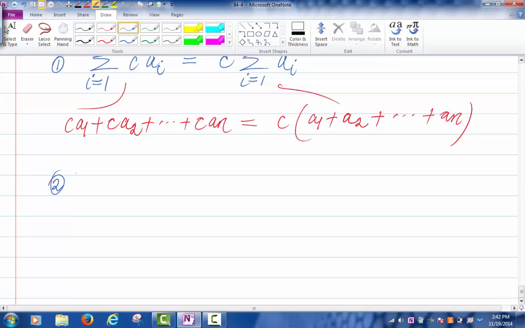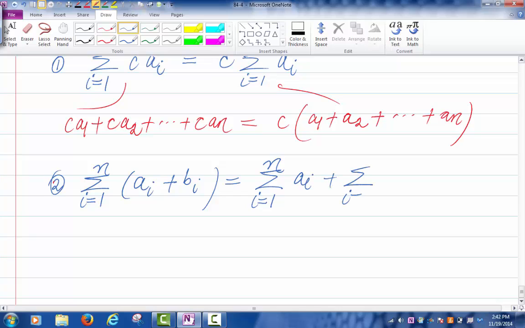What's property number 2? Suppose that I have the sum i going from 1 up to n of a_i plus b_i, and then that's the same as the sum i going from 1 up to n of a_i plus the sum i going from 1 up to n of b_i. What is happening here? Well, if I explicitly write out the sum, you'll see what's going on.